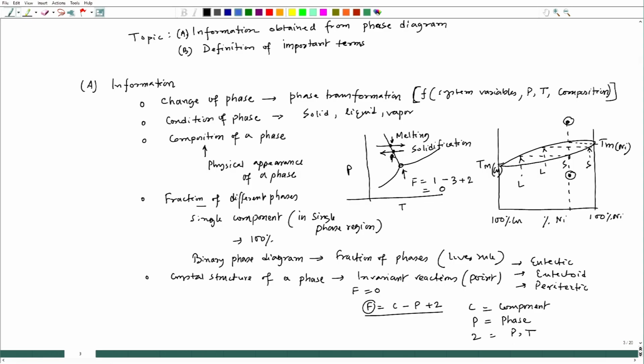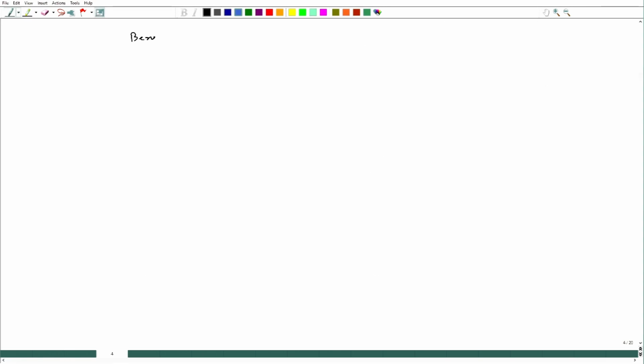So, fine, we get that information. So what? It has to be beneficial to the materials scientists or materials engineers. So how do those become beneficial? Okay, let us look at it. The benefits, or usefulness, of the phase diagram.